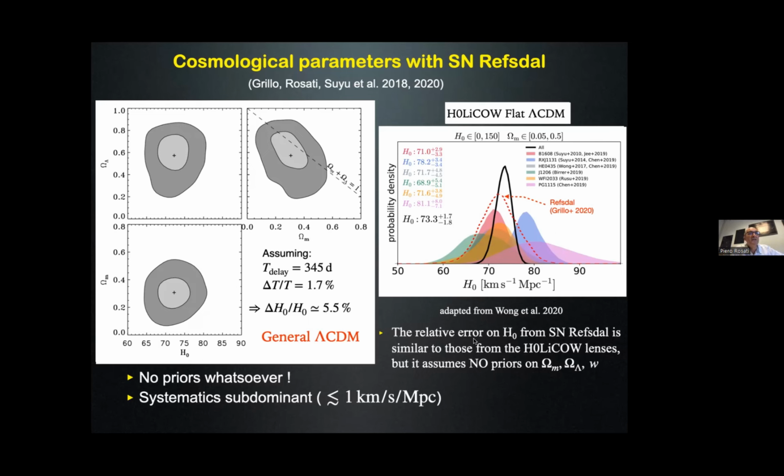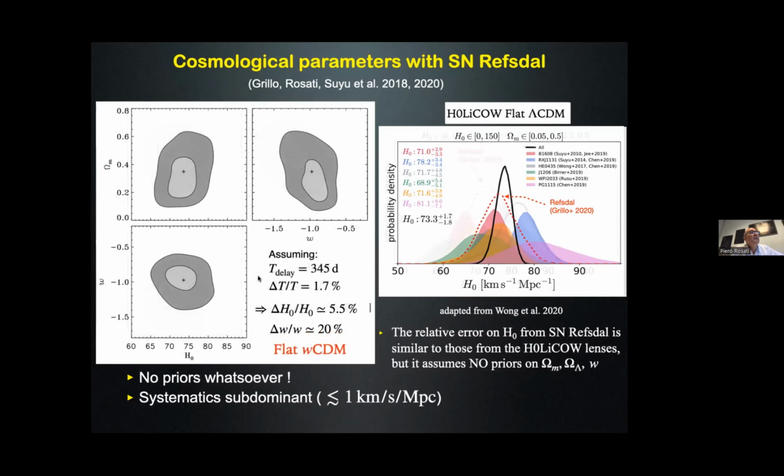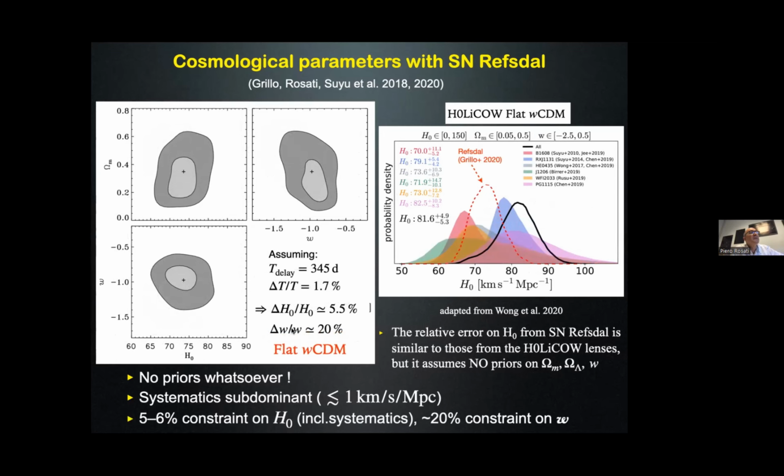But the advantage is that with absolutely no prior on the cosmological parameters, you can constrain the cosmological parameters quite well. I was surprised that even if you abandon lambda CDM and go to a flat wCDM model, you can measure w with a 20% error, okay? So this is clearly interesting, and obviously we would like to repeat the experiment.